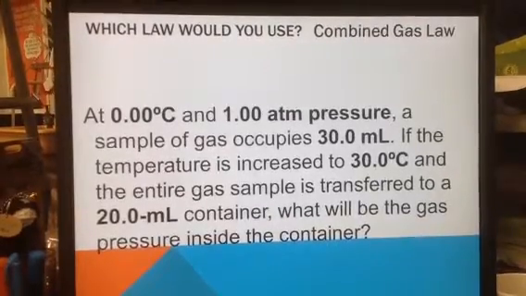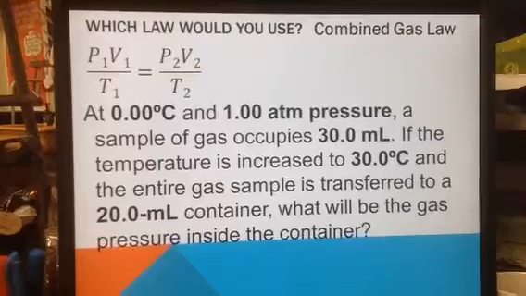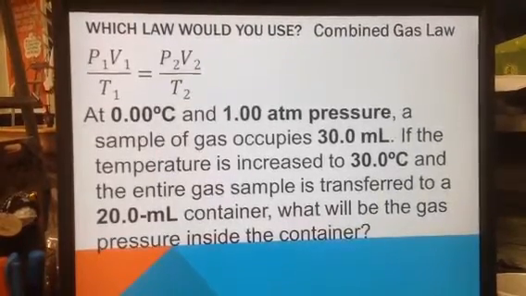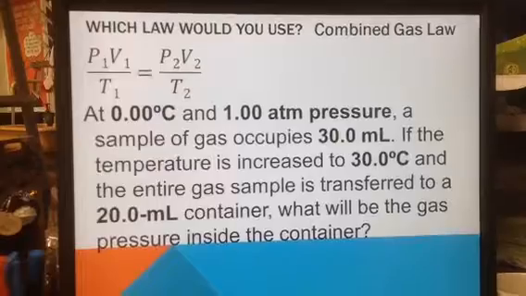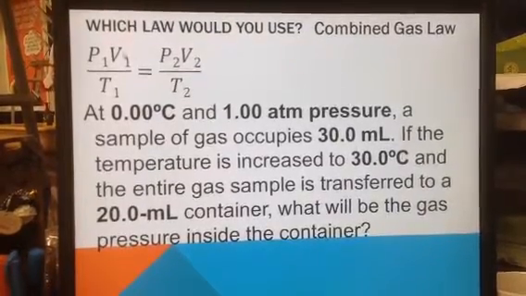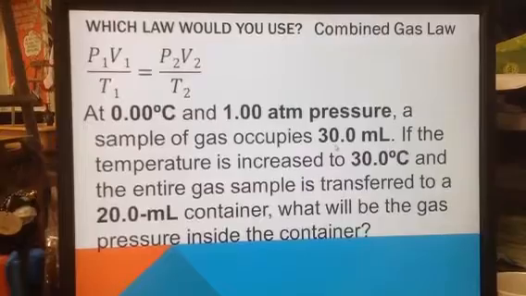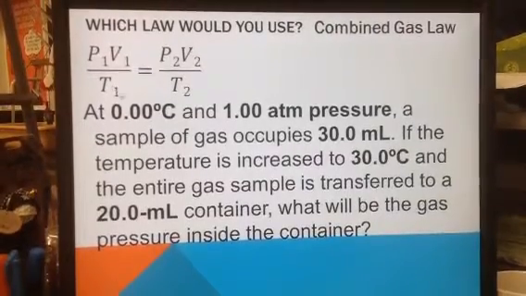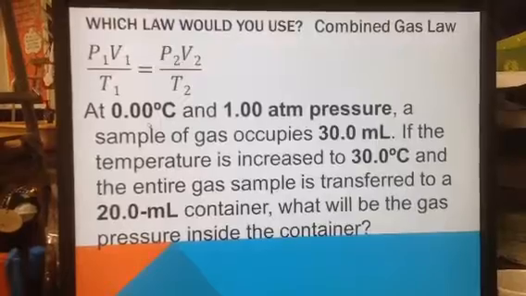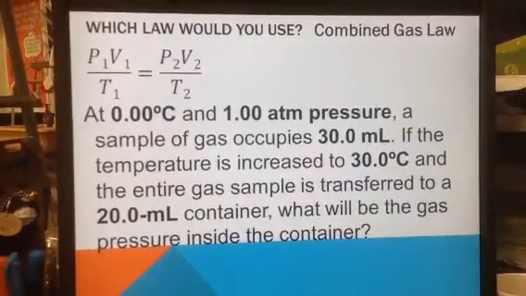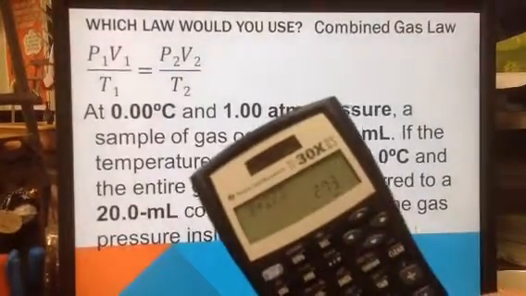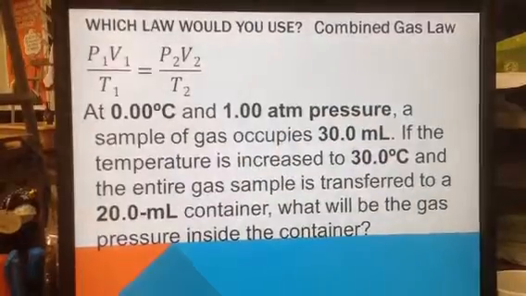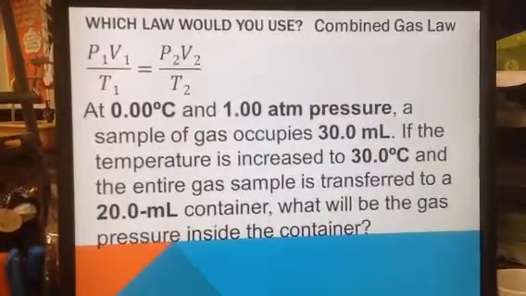The combined gas law uses P times V over T equals my new pressure times my new volume over my new temperature. So when I start the problem, my initial pressure is 1 atmosphere. My initial volume is 30 milliliters. My initial temperature is 0 degrees Celsius. 0 degrees Celsius must be converted to Kelvin to do the problem. Remember, if you have C, add 273. So 0 plus 273, of course, is 273.